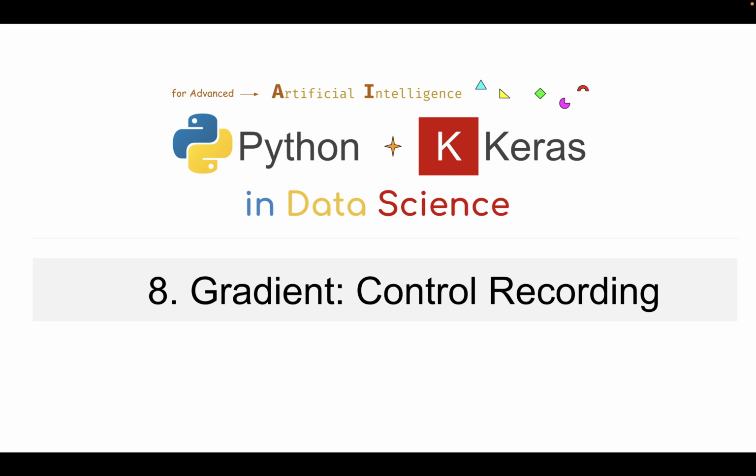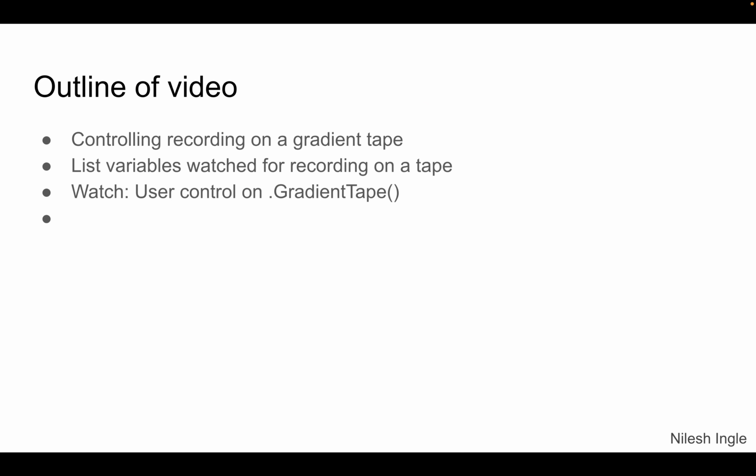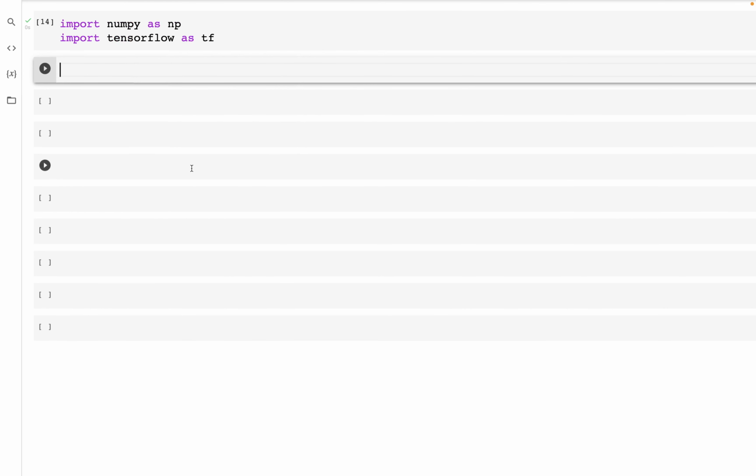I'm Nilesh, and in this video, we'll continue our discussion on gradients. This time, we'll look at controlling recording on a gradient tape. We'll look at how we can list variables from a recording tape and how we can selectively watch what items are getting recorded on the gradient tape. So let's get into Colab and start coding.